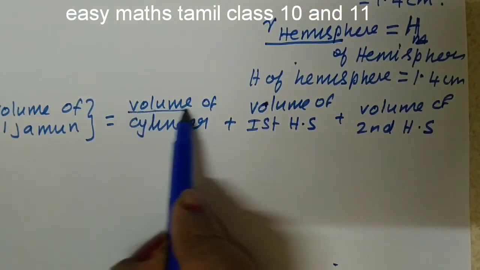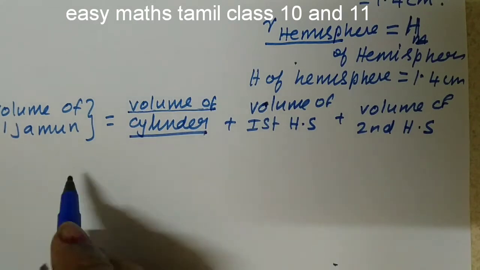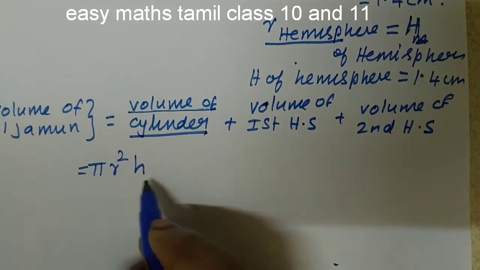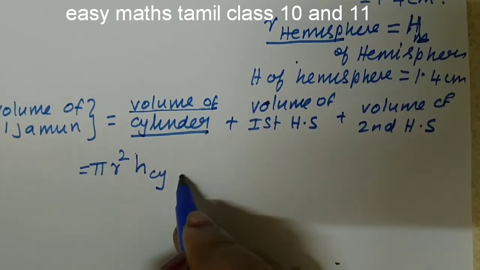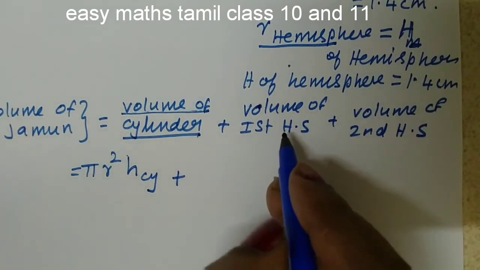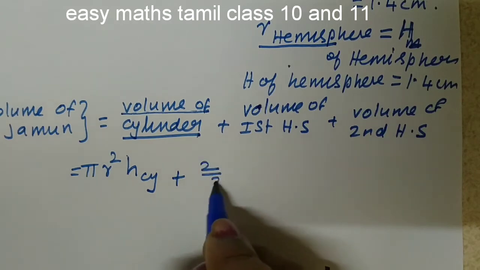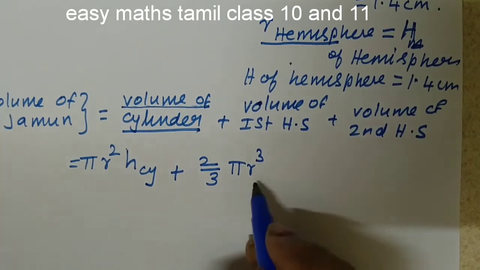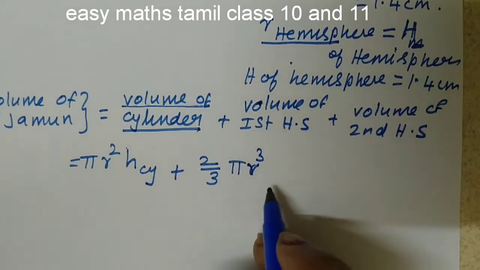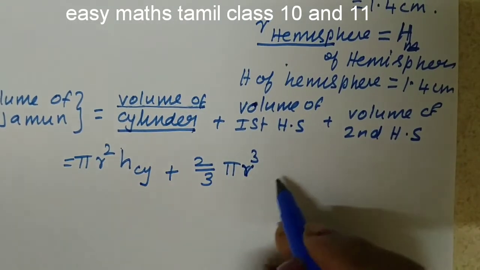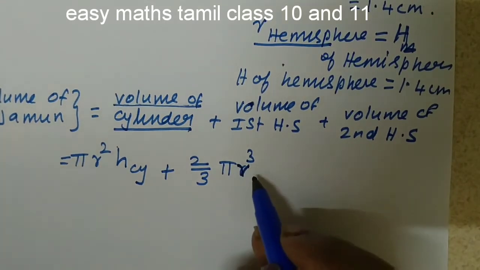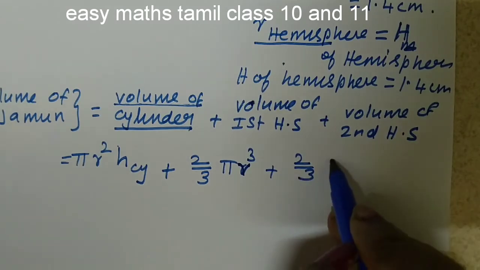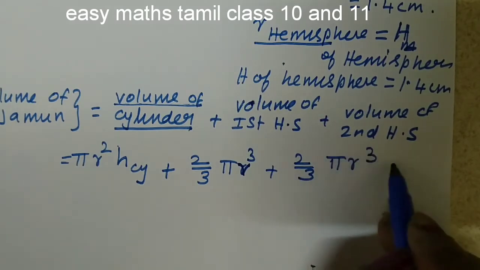What is the formula to find the volume of a cylinder? Pi r square h, where h is the height of the cylinder, plus what is the volume of a hemisphere? 2 by 3 pi r cube. So this is the radius of the cylinder, and the radius of the hemisphere, plus 2 by 3 into pi r cube.